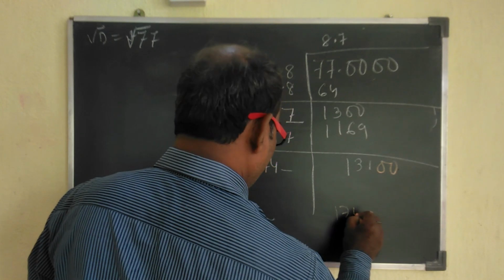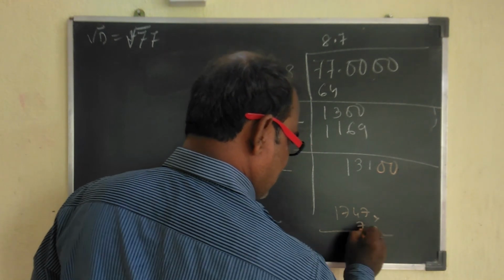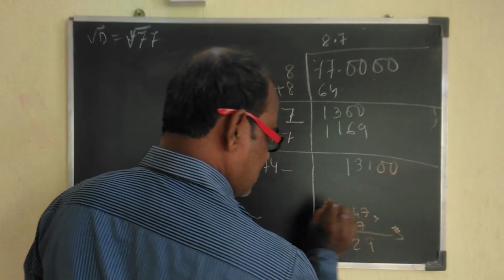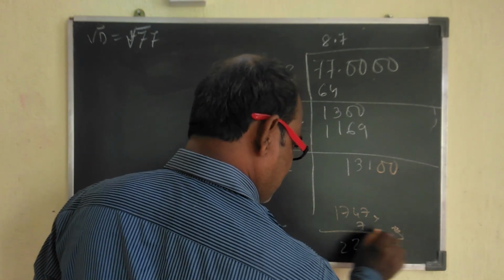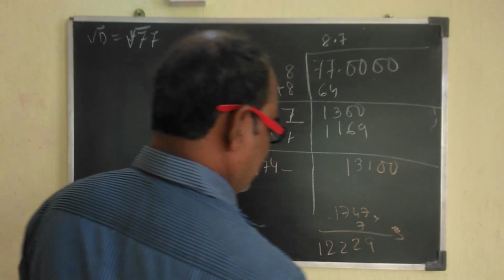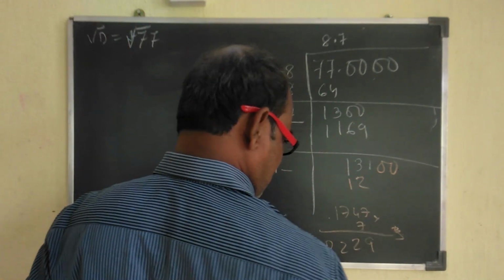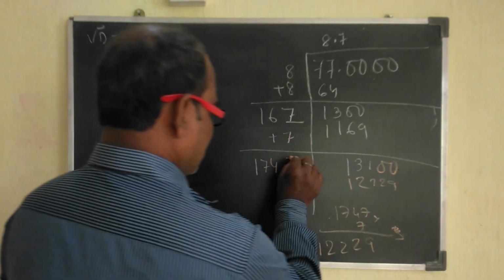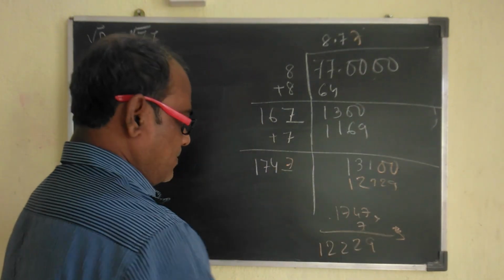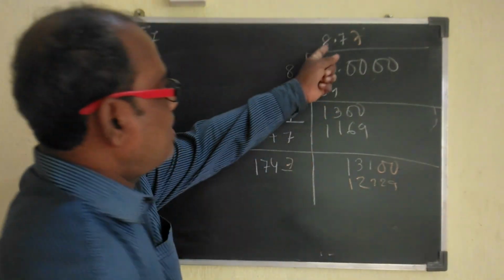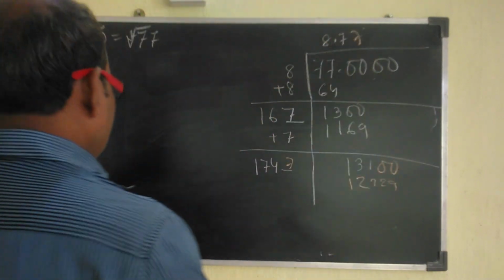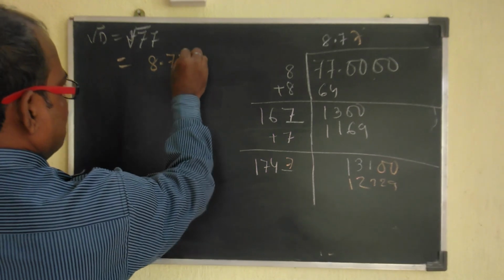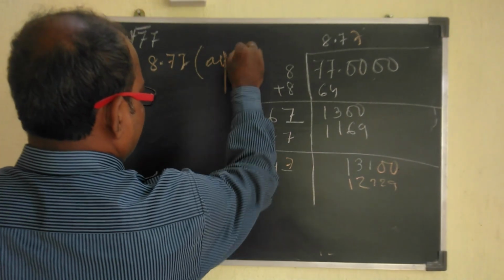So how much do we get? 1747 into 7. 7 7s 49, 9 carry 4. 7 4s 28, 32, 2 carry 3. 7 7s 49, 52, 2 carry 5. 7 1s 7 plus 5, 12. Write it here, 1229. So automatically we got up to 2 decimals. So your answer is more or less equal to 8.77 approx.